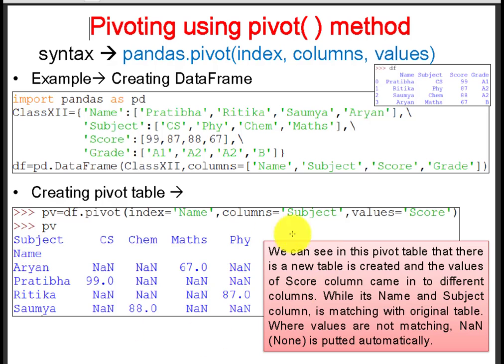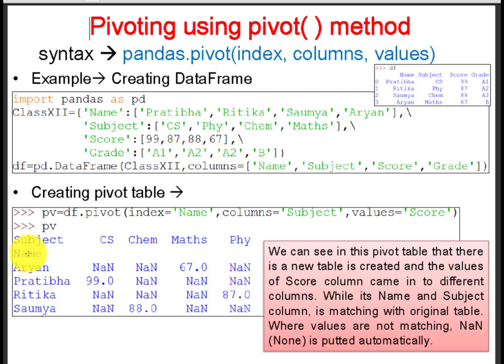So that table you will get, and you see here the subject. Clear? This is the subject, and subject is treated as a column. So here CS, chemistry, maths and physics have become column names. You see here these subjects, we have CS, physics, chemistry and maths, and these all have become the column names. Clear? Because we assigned subject into the column.